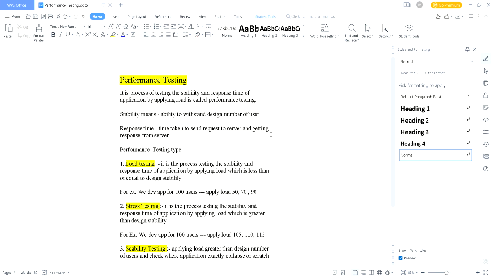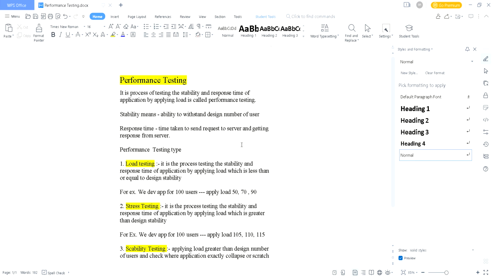Hello, good morning. In today's video, we learn about performance testing and the types of performance testing. So, why do we need performance testing? Different types of performance testing are there. We will learn about performance testing and all its types in today's video. So, let's start with performance testing.